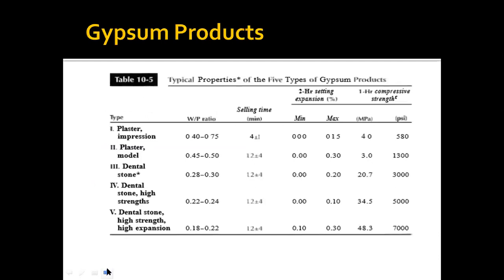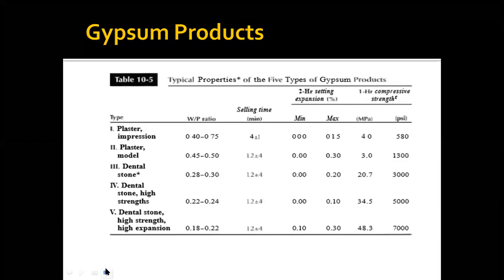Now in gypsum products, yesterday also we discussed the water powder ratios and the setting times. If you take the compressive strength, it's the highest for your type 5. One hour compressive strength is highest for type 5. Setting expansion also is more for your dental stone, high strength, high expansion. Obviously, it's in the name. And your dental plaster is 0.30 percent setting expansion. This is a table directly from your textbook, where it is very ideally explained what is type 1, type 2, type 3, type 4, and what the water powder ratios are. It is simplified for you to see.